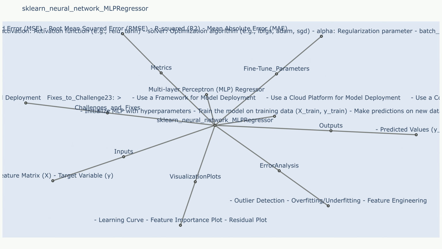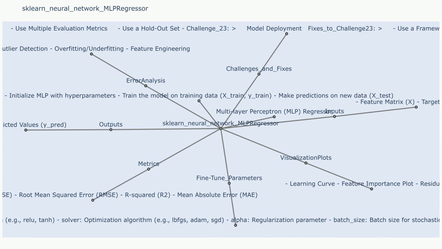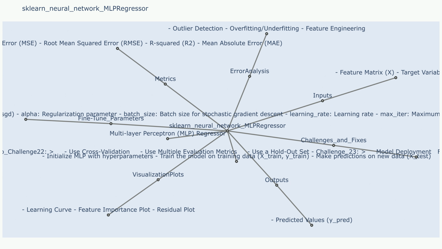Challenge 2: underfitting. The model performs poorly on both training and unseen data. Sample use case: a model with a simple architecture might struggle to capture complex relationships in the data. Fixes. Increasing network complexity: adding more hidden layers or neurons to improve the model's capacity. Adjusting activation functions: exploring different activation functions to better represent nonlinear relationships. Hyperparameter tuning: experimenting with different values for learning rate, batch size, and other parameters to find optimal settings.